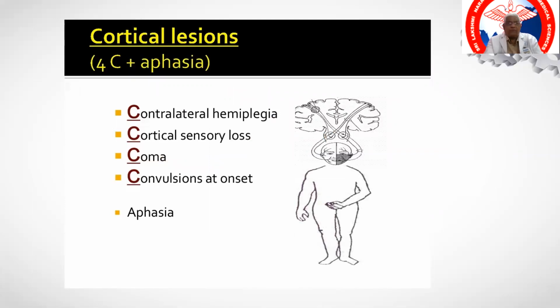Cortical lesions. Cortical hemiplegia: contralateral hemiplegia first, cortical sensory loss, coma, convulsions of transit. If any person with hemiplegia has a convulsion, you get a history from the relatives or nearby attenders. And finally, aphasia. Contralateral hemiplegia, cortical sensory loss, coma, convulsions of transit, aphasia. Please remember.